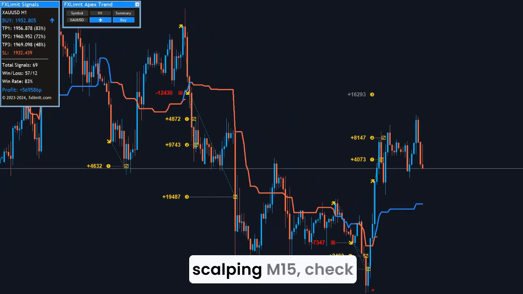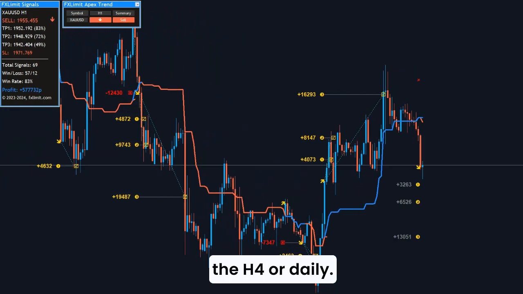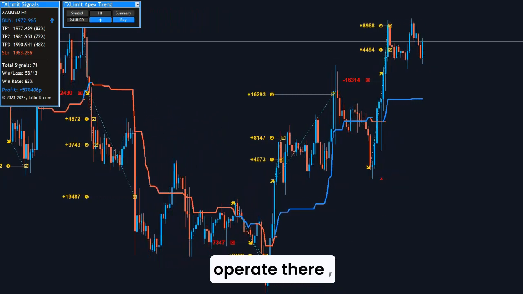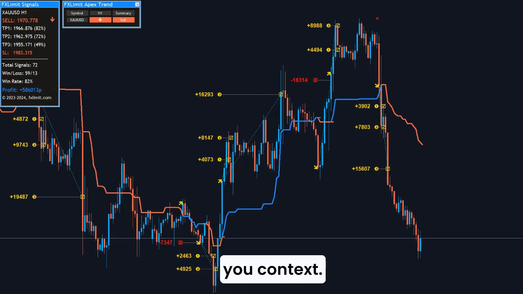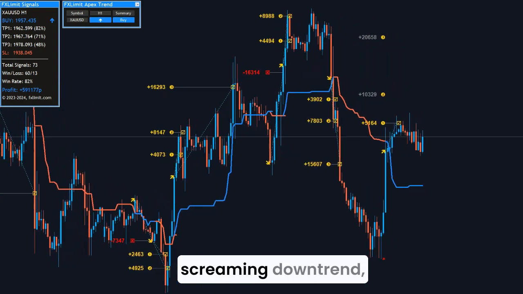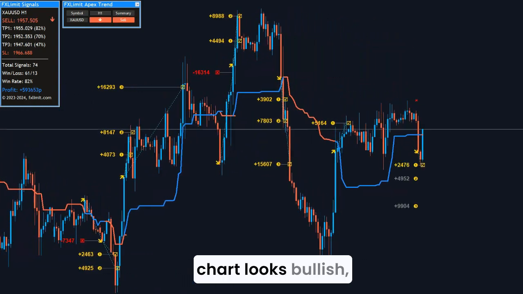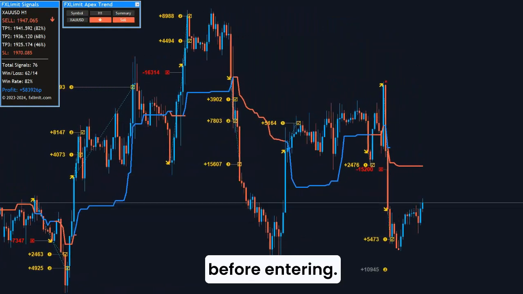Don't sleep on higher timeframes either. Even if you're scalping M15, check the H4 or daily. The big players operate there, and their footprints will give you context. If the daily is screaming downtrend, but your M15 chart looks bullish, think twice before entering.